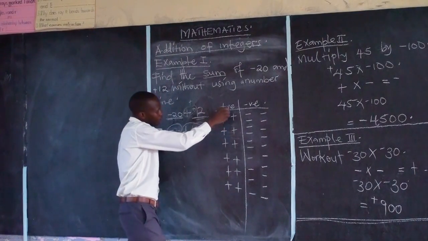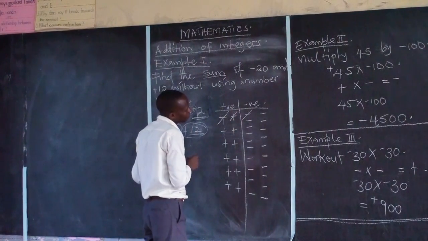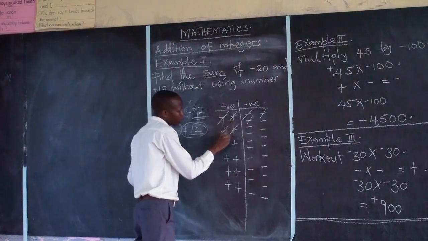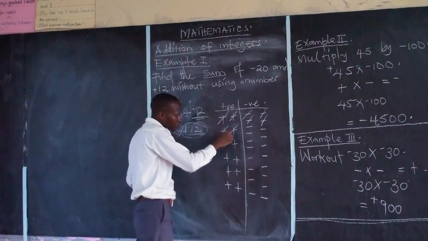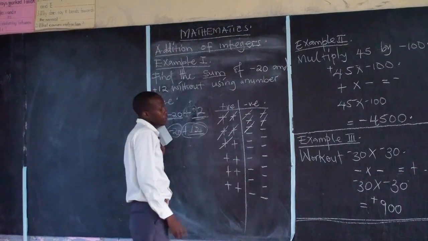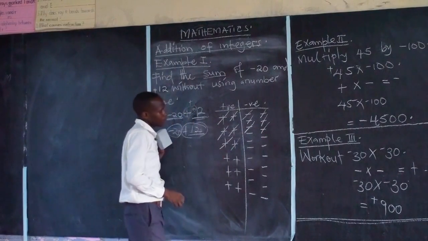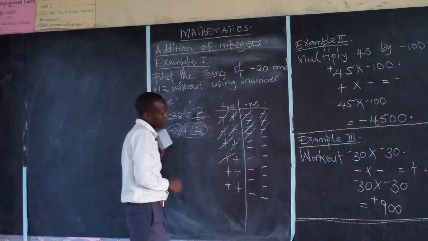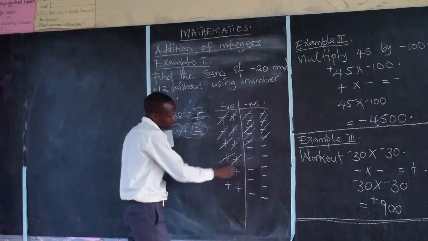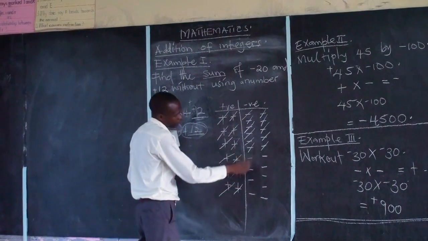Thereafter, I'll cancel out one negative and one positive. I cancel one on the positive, I cancel one on the negative, and I continue this way. Don't just cancel on one side; when you cancel another one, you must cancel on the other side too. So I cancel out this with this, and this with this, pair by pair, until all the positives are canceled.